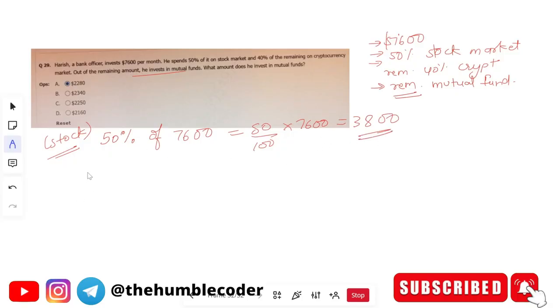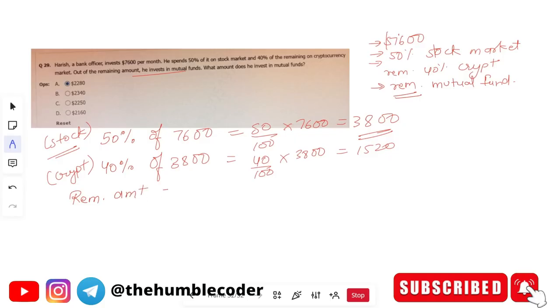Now the amount spent on cryptocurrency. The amount spent on cryptocurrency was 40%, right? So how much are we left with? 3800. Out of this, 40% he will invest in cryptocurrency. So 40 by 100 into 3800. This will give the answer as 1520. Now what is the remaining amount that we are left with? We had 3800 minus 1520 invested in cryptocurrency, so we are left with 2280. Now 2280 is the amount that Harish will invest in the mutual fund, because that is what we have to find.